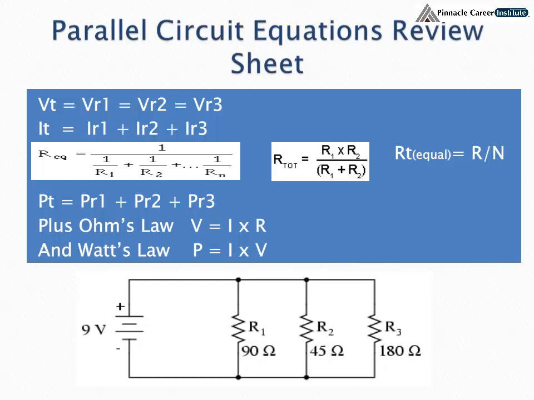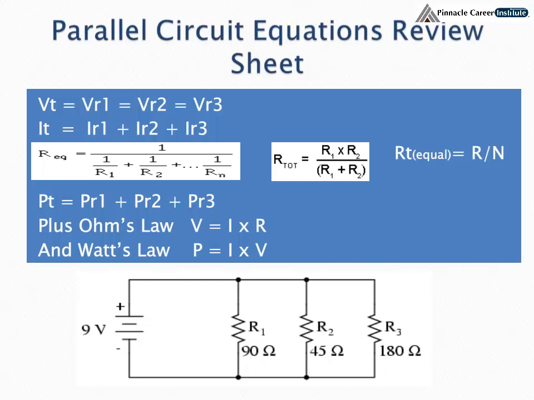In this case, voltage total equals VR1 equals VR2 equals VR3, and this is the key and the trick for solving all your parallel problems. The next part, I total, equals the sum of all the current drops. IR1 plus IR2 plus IR3, the current through each branch added together equals your total current.